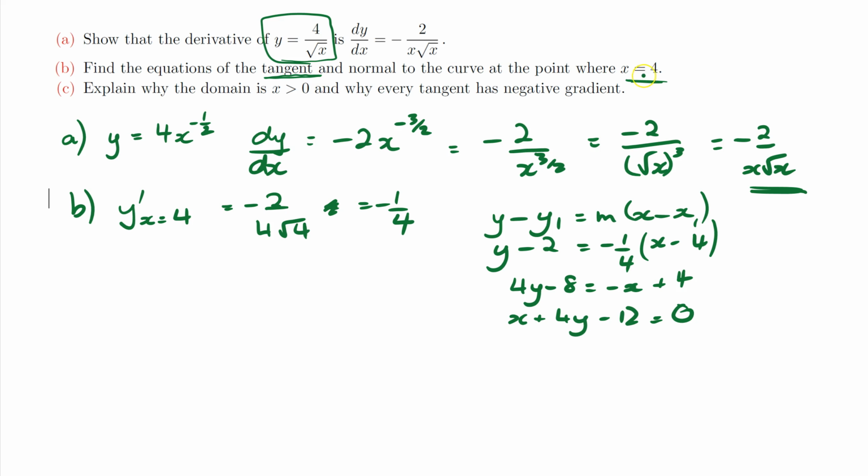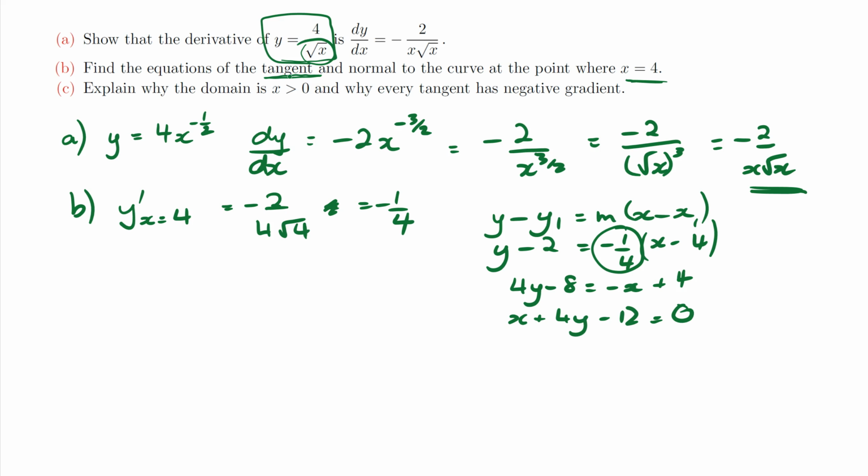Now, I'm not going to do the next part, the equation of the normal, because it's just repeating this process with a value of gradient of plus 4, so minus the reciprocal of this. Part C, explain why the domain is x greater than 0. So why does this function only exist for x greater than 0? It's because when we look at our original curve there, we can't take the square root of a negative number. And although we can take the square root of 0, we can't divide by 0. So we're not allowed to have x having any value which is less than or equal to 0.